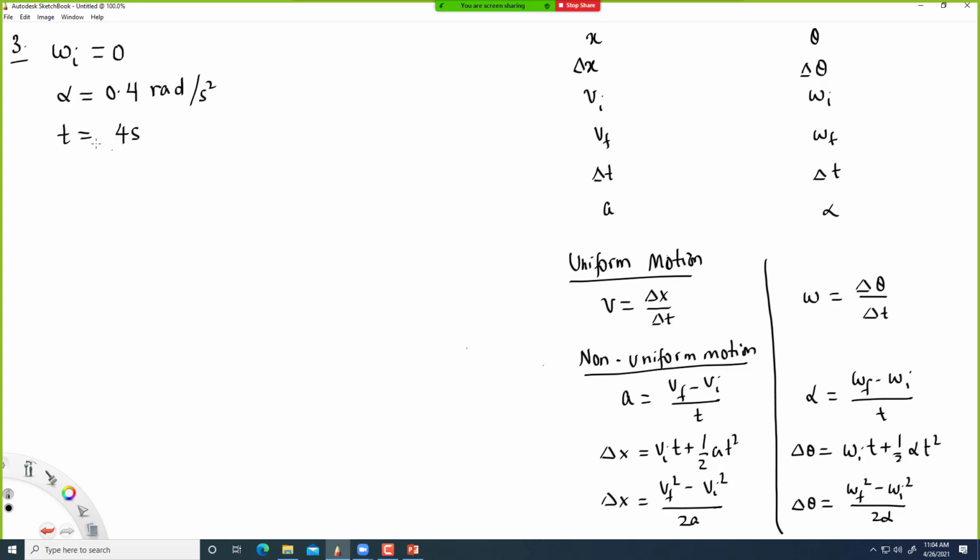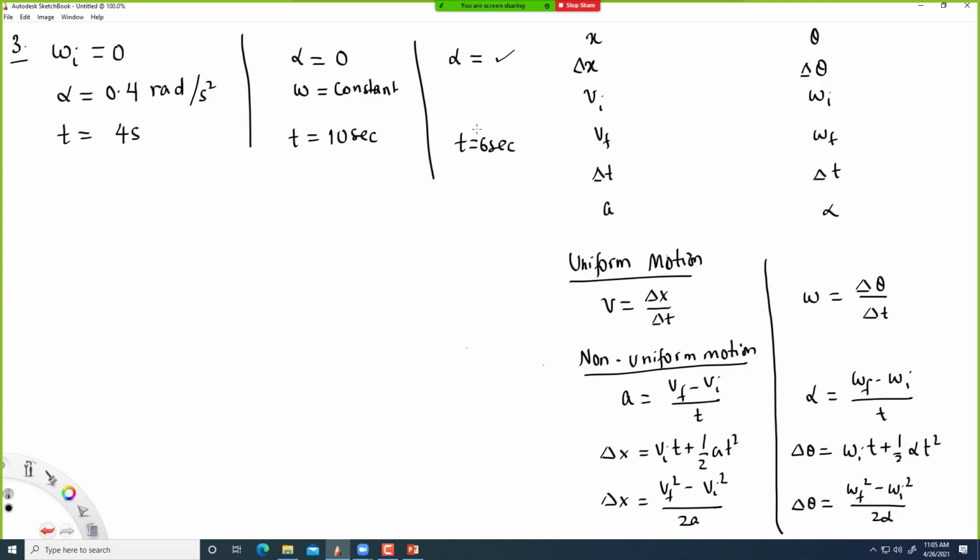Okay, so this is for 4 seconds. For the next 10 seconds, omega is constant. In other words, there is no acceleration. And then it decelerates at constant angular acceleration for 6 seconds. So for the next 6 seconds, there is deceleration. Deceleration means negative acceleration.